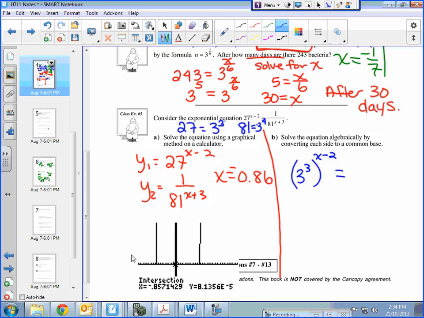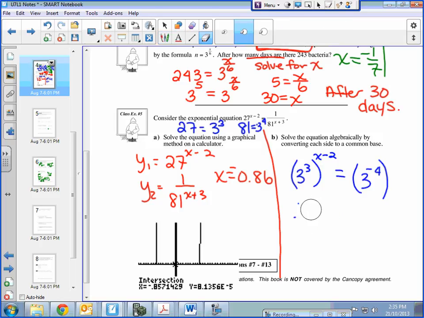what? Can I write 1 over 81? Yeah, so it'd be negative 4. So 1 over 81 is 3 to the negative 4. Okay, so as soon as you have that 1 over, and we're writing with a base of 3, you have to have that negative exponent. So then we still have x plus 3 outside.